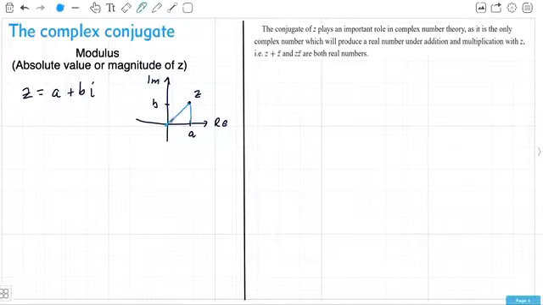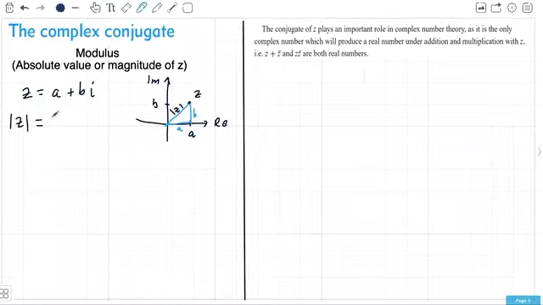We can form a triangle, okay? And each part of that triangle, we've got the distance a here, the distance b here, and the distance that we're interested in here is what we call the modulus of z. And we write it as a z with the absolute value signs, or two vertical lines on either side. Okay, so that's what we have in here, modulus z.